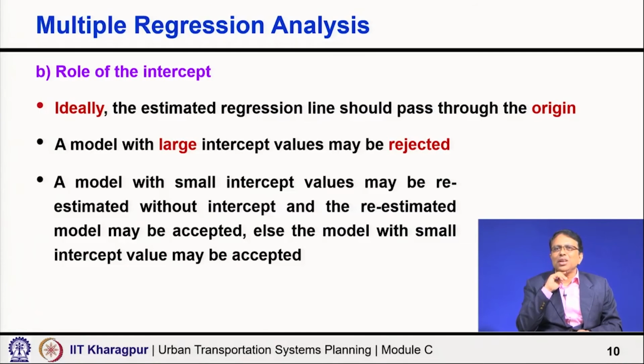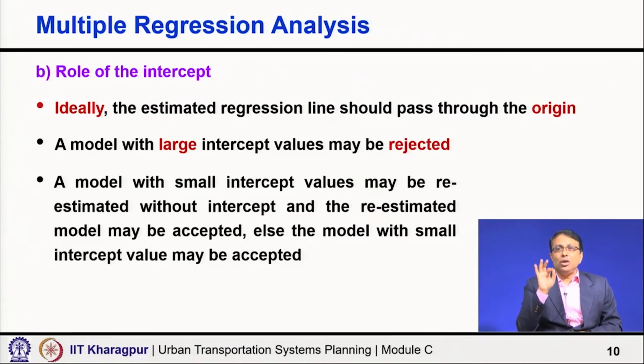But what is important? If we are getting a large intercept value, that means the unexplained component is very significant. If your values are in the range of 10,000 to 20,000 and you are getting 4,000 as a constant, I will consider it very significant. But if your values are 10, 20, 30, 40,000 and you are getting 50 or 100 as a constant, it is nothing. So a large intercept is a problem, and the model may be rejected. But if there is a small intercept, it is okay.